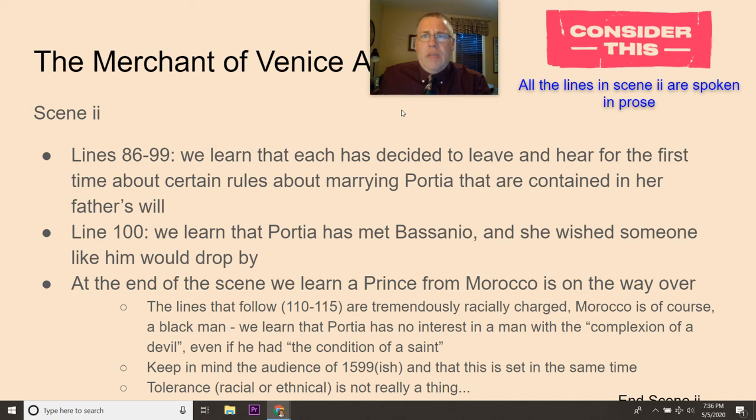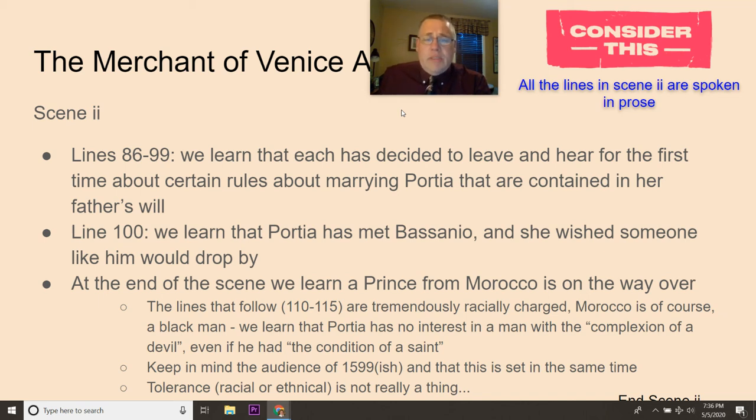An advance scout has come and let folks know that the prince is on his way to try to woo Portia to win her hand in marriage. And the lines that I'm specifically referring to, lines 110 to 115, are very racially charged. They're challenging lines, right? Because Morocco is, of course, a black man.